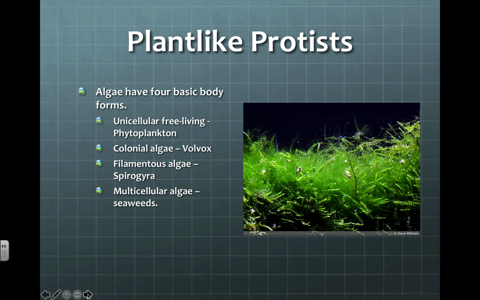And then we have our multicellular algae, the seaweeds, and these are the largest. So we're going from a very small unicellular to a very, very large, especially when we start talking about kelp that can be hundreds of meters long.